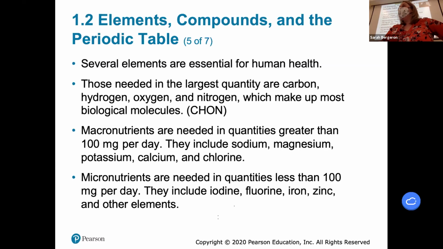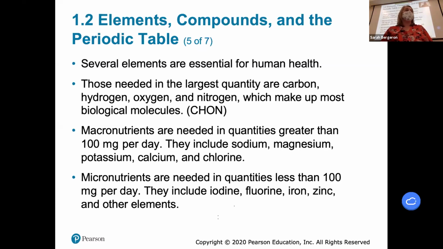Those aren't the only 4 that your body uses though. You have what are called macronutrients. Macronutrients, you need at least 100 milligrams per day. So sodium, magnesium, potassium, calcium, chlorine. A lot of times if you pick up a vitamin bottle, these are the things that'll be on the vitamin bottle, right? And then there are some micronutrients. You don't need a lot of them, but if you don't have them, you're gonna be in big trouble. Iodine, fluorine, iron, zinc.